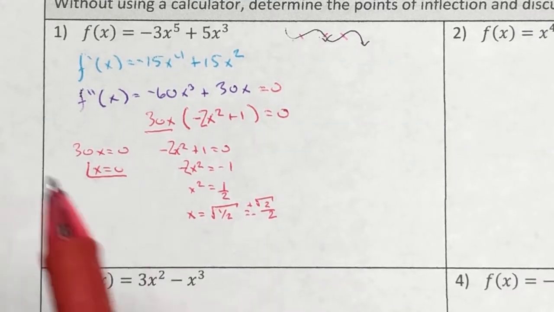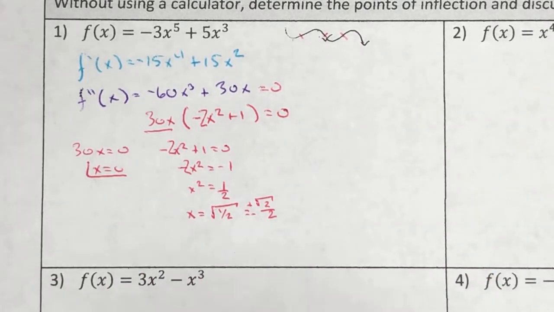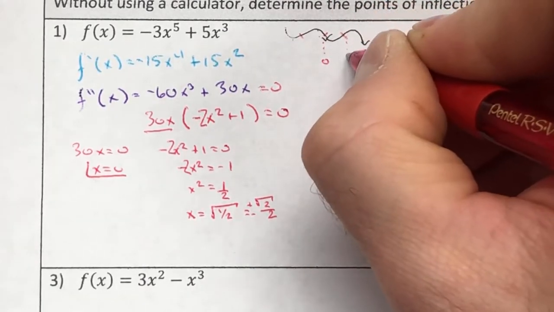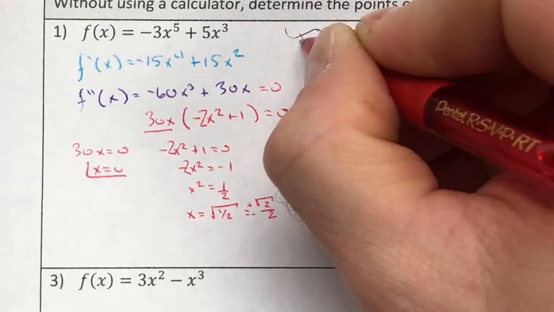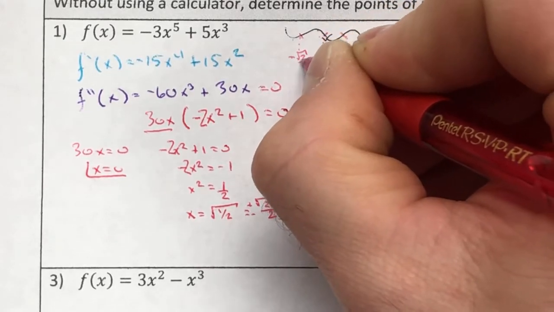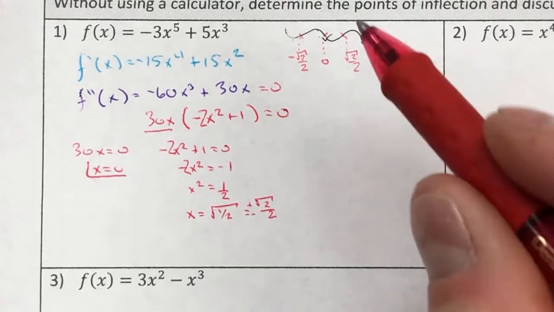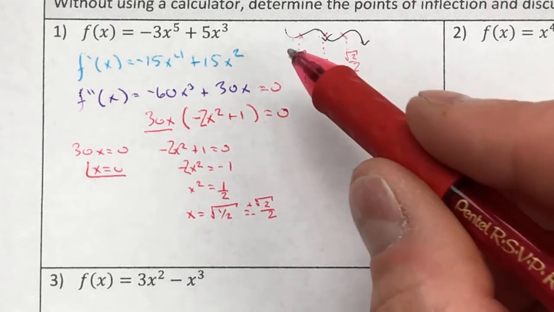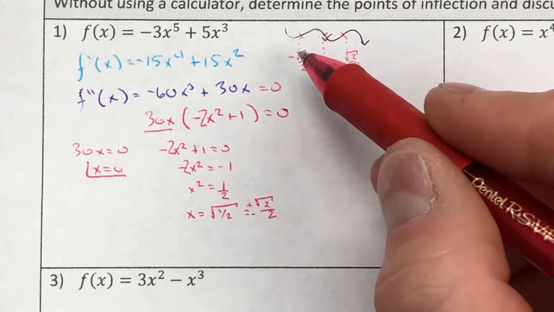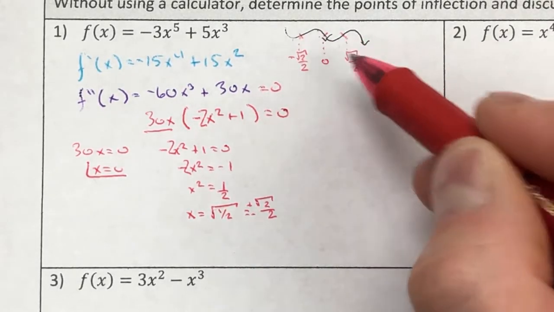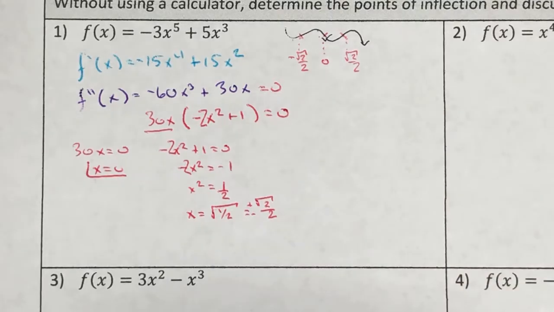So now I know exactly where these points of inflection are. I have one point of inflection at 0. I have one at the square root of 2 over 2. And I have one at negative square root of 2 over 2. So that's where the graph is changing. Now I can visually look at this one and say, I know to the left of this value I'm going to be concave up, between these concave down, between these concave up, and at the end concave down.